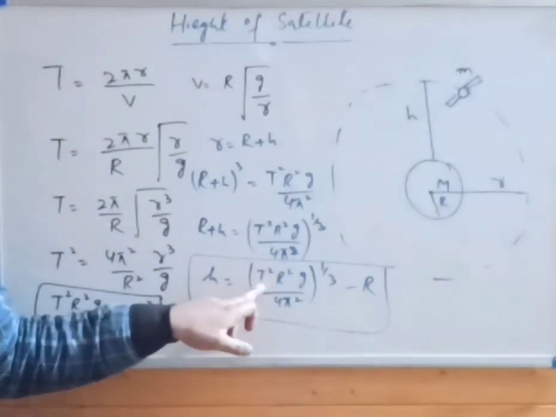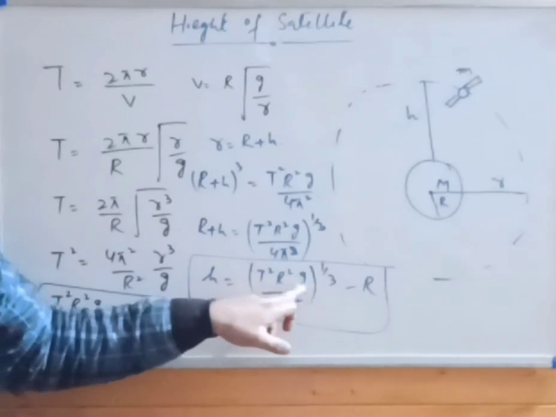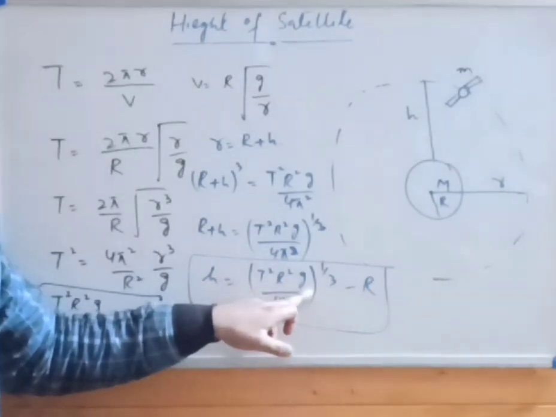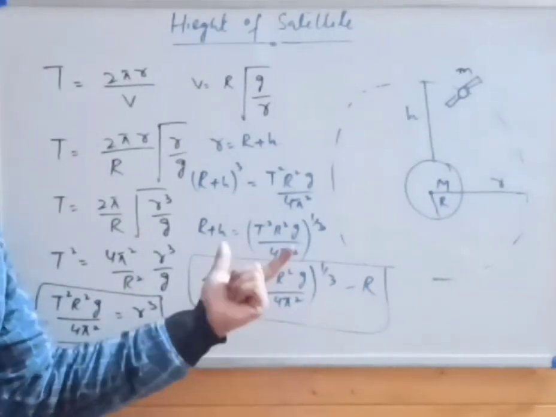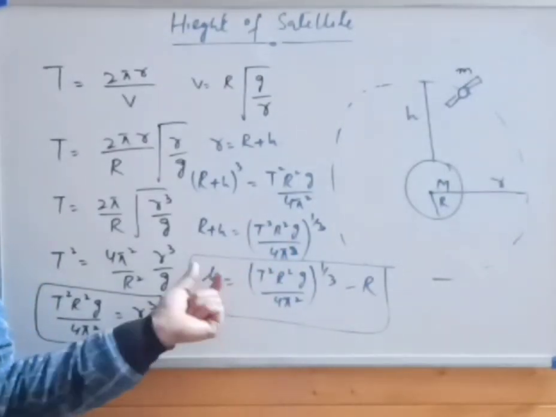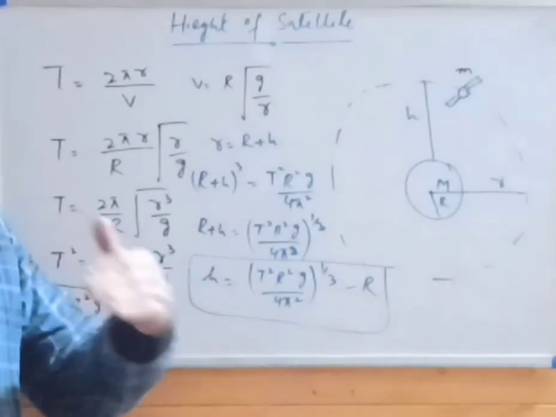From the calculations of the time period, with R being 6400 kilometers and g being 9.8 meters per second squared, we can get the value of the altitude or the height above the ground surface.